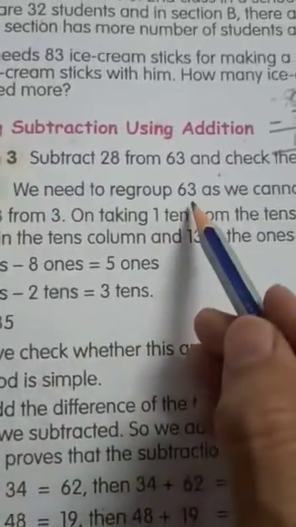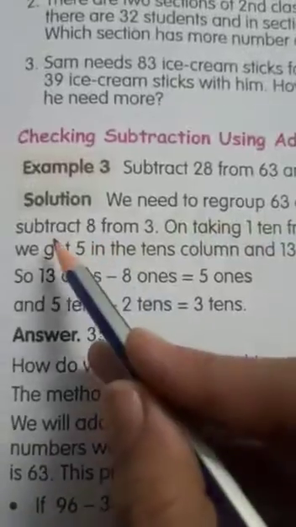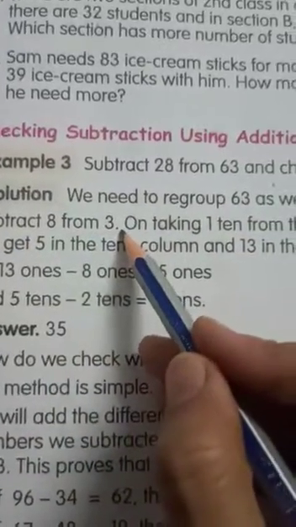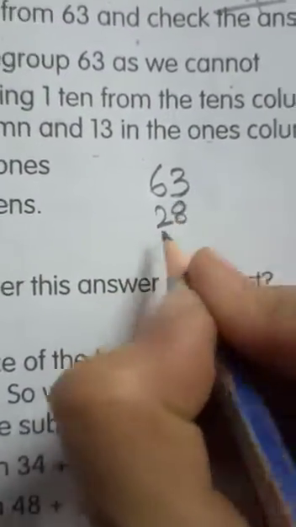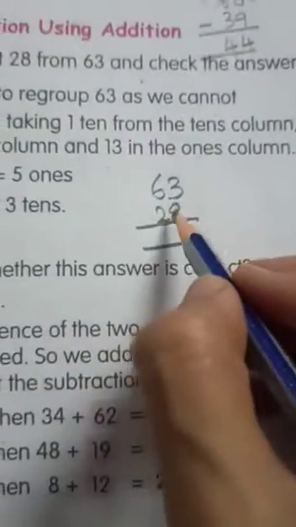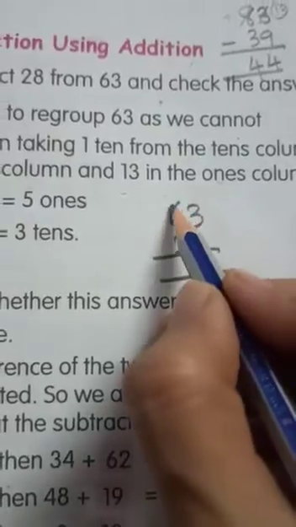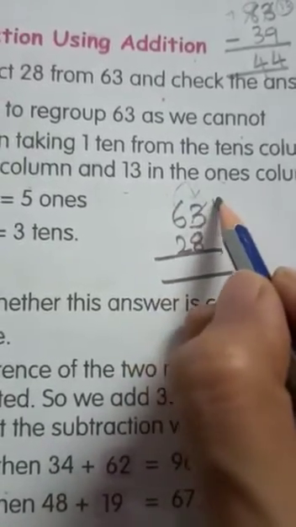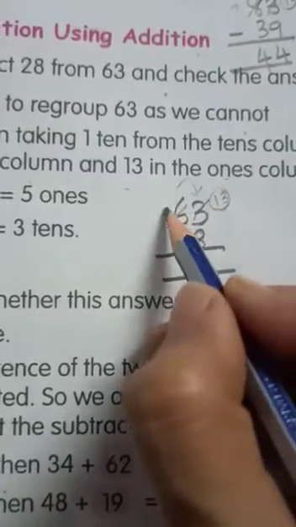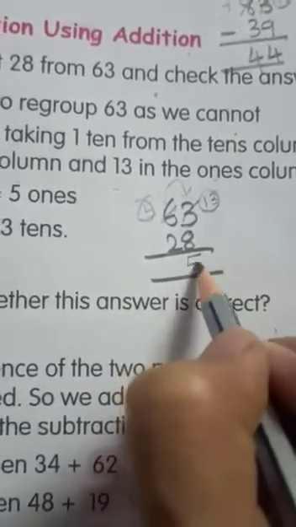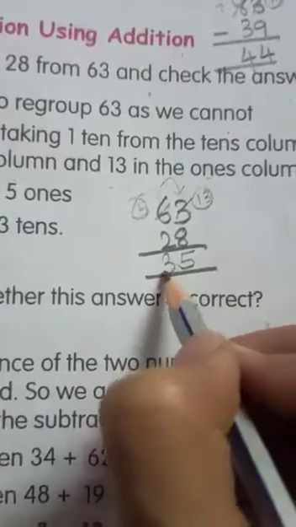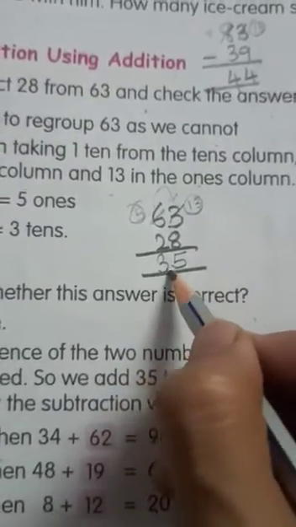First, we need to regroup 63 as we cannot subtract 8 from 3. On taking 10 from the tens column, we get 5 in the tens column and 13 in the ones. Children, 63 minus 28. So what will happen here? 8 cannot be subtracted from 3. So borrow 10 from the tens place. So this 3 will become 13 and this 6 will become 5. 13 minus 8 is 5 and 5 minus 2 is 3. So we got the difference as 35.